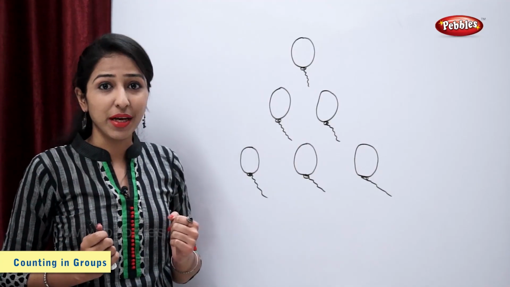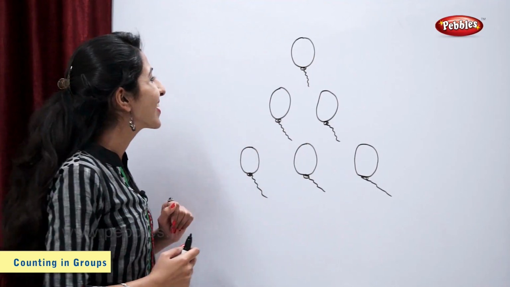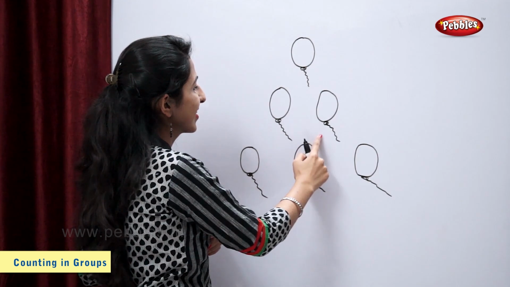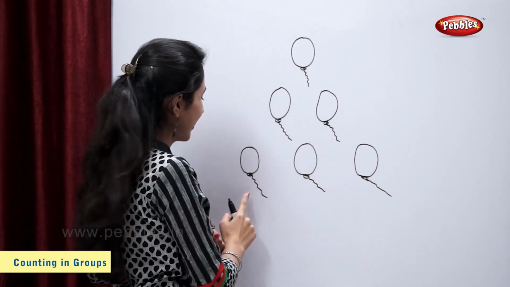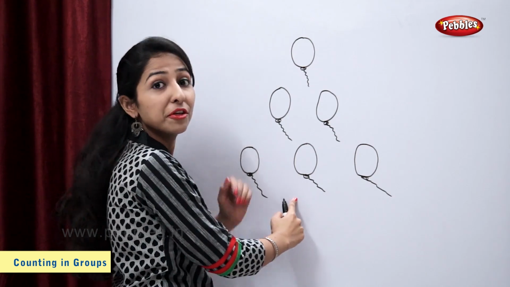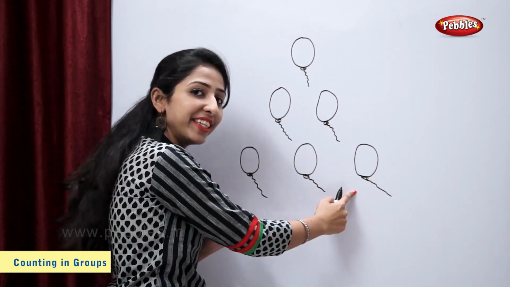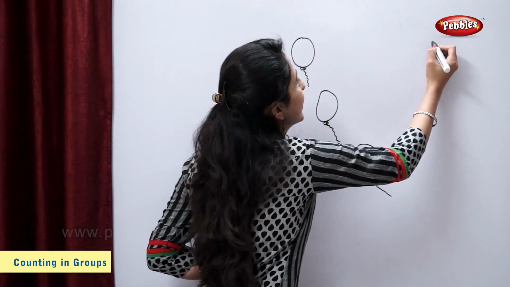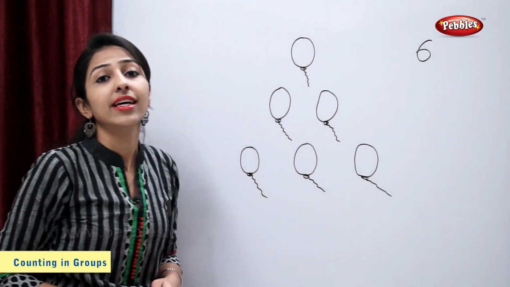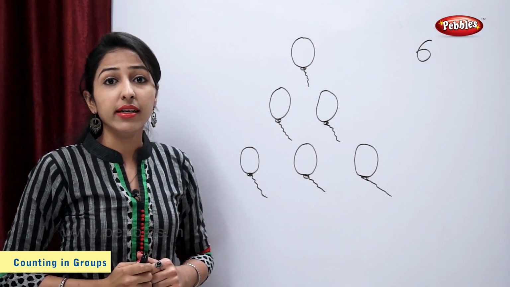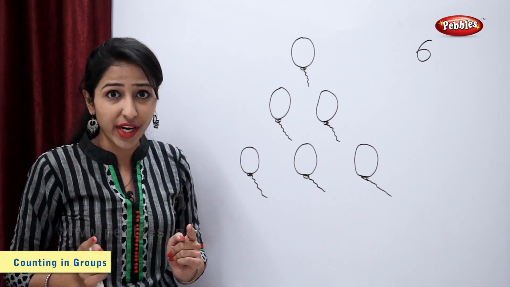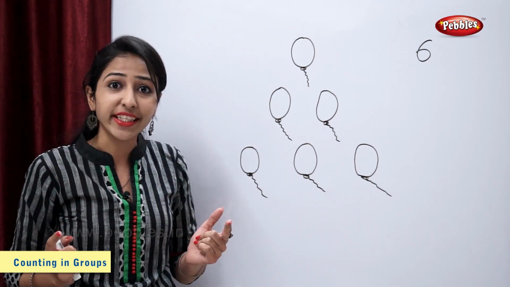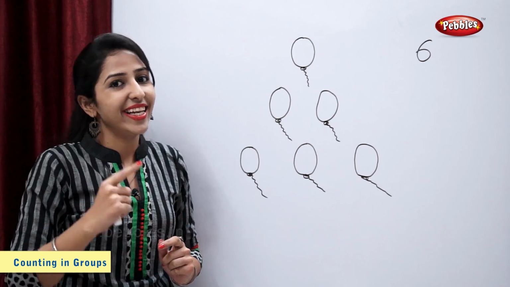Students, let's count the number of balloons on the board. 1, 2, 3, 4, 5 and 6. So there are total 6 balloons. Generally, counting with this method may take some long time. So now I will teach you a simple method. That method is called counting in small groups. So let's start.